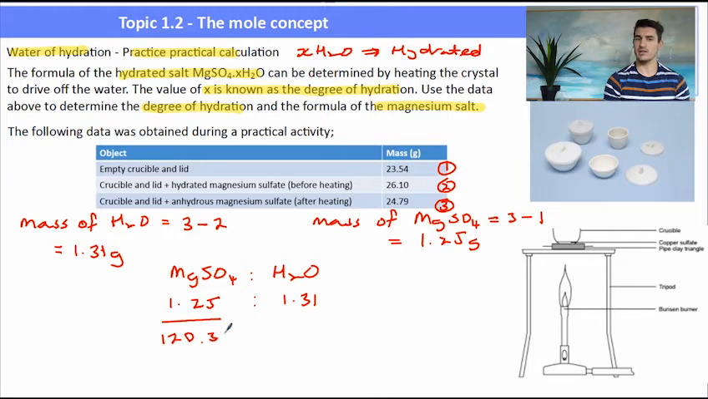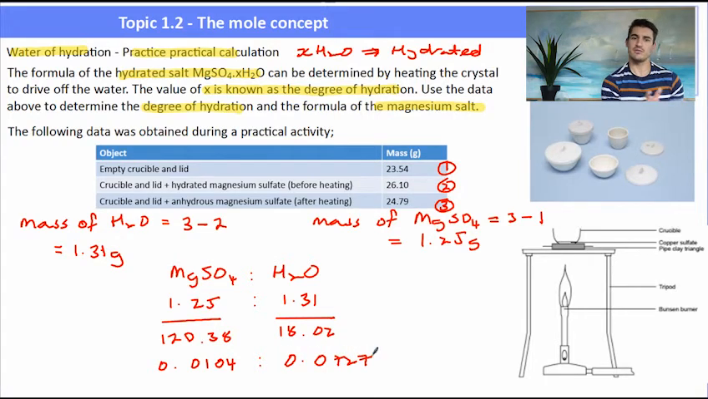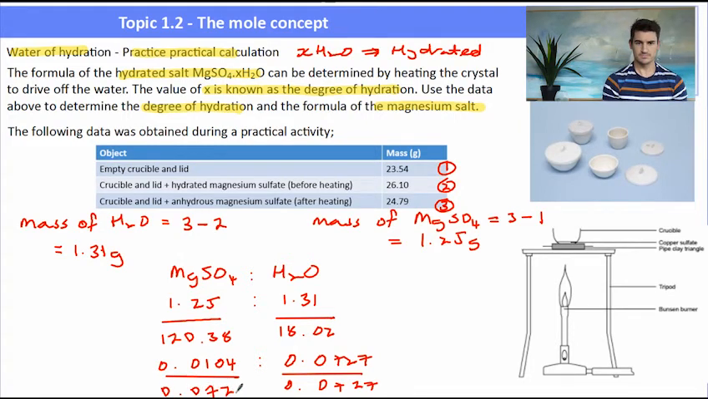We divide that by the molar mass of magnesium sulfate. We've got the amount of water, which we divide by the molar mass of water. And then we're going to simplify the ratio to work out the simplest whole ratio. So after working out the number of moles, we divide by the smallest number to work out the ratio. In this case, the 0.0104 is the smallest number. And that's going to allow us to determine the degree of hydration.